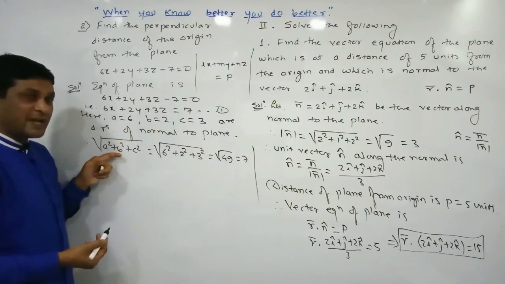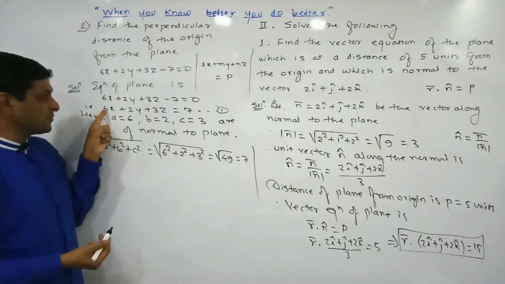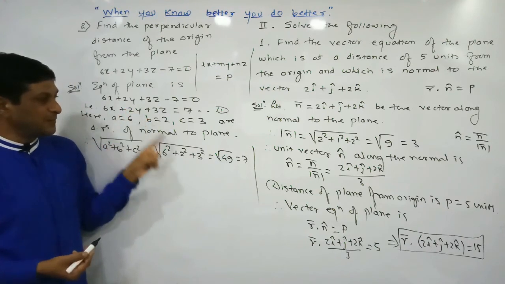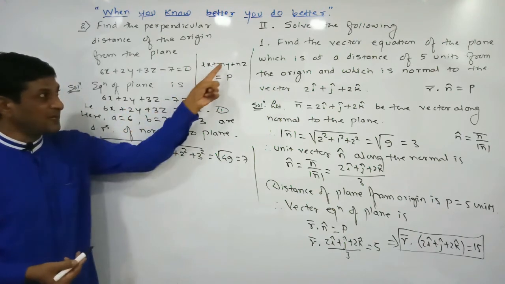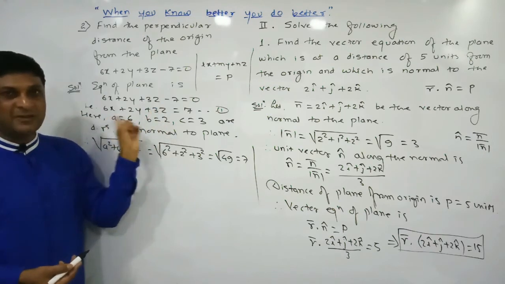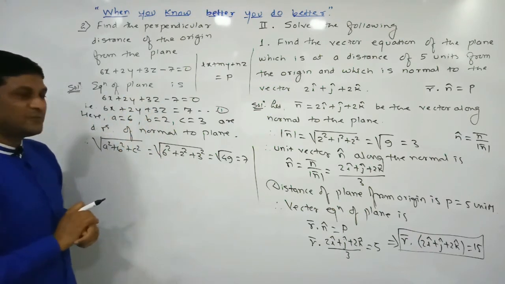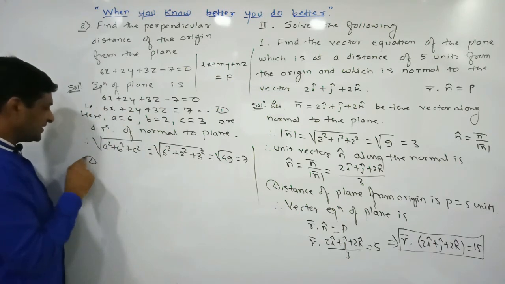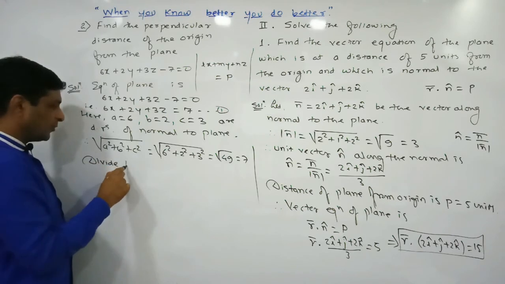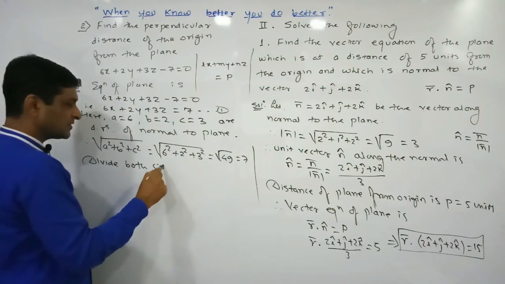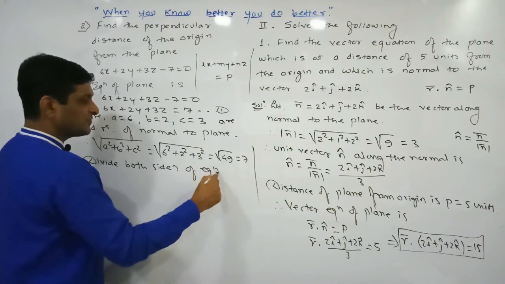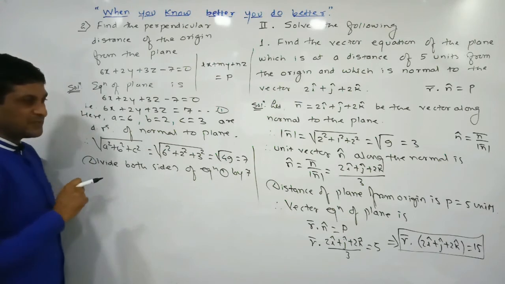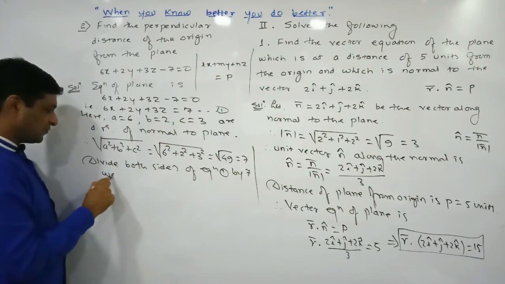By 7 means the value of under root. The 6 means a upon under root will be the coefficient of x, 2 means b upon under root, the value of m, and c upon under root means the value of n. In short, we are trying to convert this equation into normal form. So divide both sides of equation first by 7.